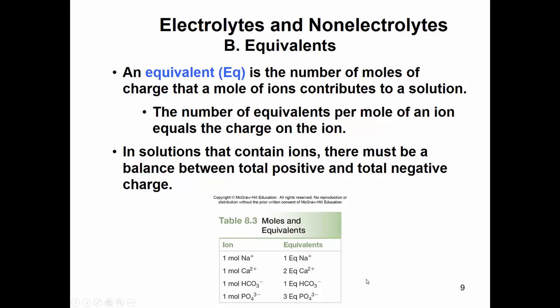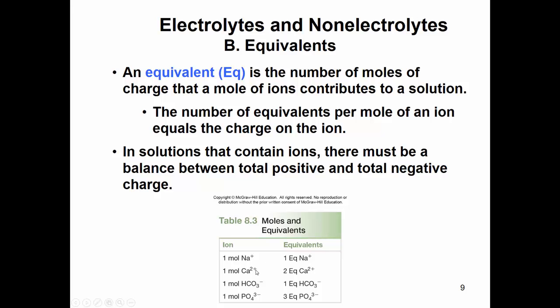An equivalent, EQ or EQV, is the number of moles of charge that a mole of ions contributes to a solution. Okay, so it's kind of wordy, but what it really means is that if you know the ionic charge of a metal, then you know that 1 mole of it is going to contribute that many equivalents of charge. So if you think of sodium, it's in group 1. We know it forms a +1 charge. Therefore, because it forms a +1 charge, it has 1 equivalent. So that 1 comes from its charge there.